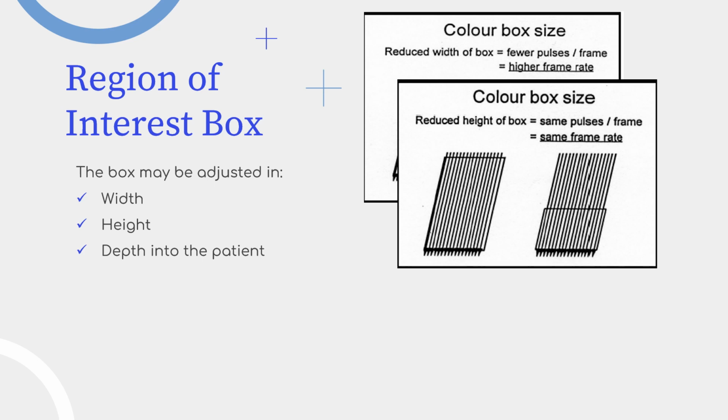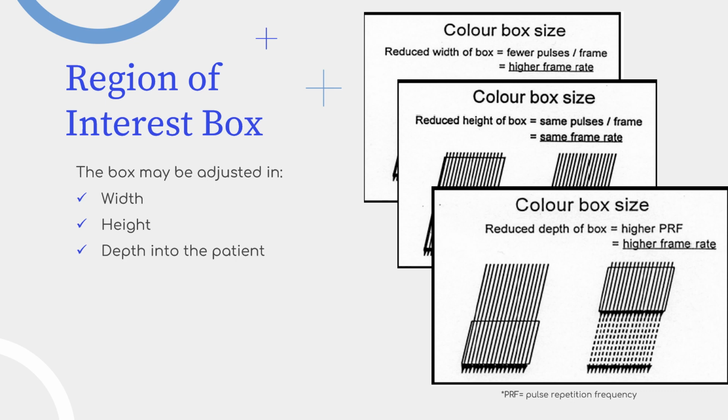If the depth of the color box in the patient is reduced, then for each pulse sent into the patient, the computer does not have to wait as long to receive the echoes. Each line of sight can then be completed in a shorter period of time, making the entire frame completion time somewhat faster. Frame rate therefore increases.